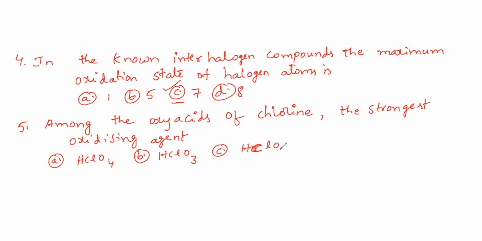HClO2. And option D, HClO, that is HOCl. So the strongest oxidizing agent can also be the strongest acid. Both are the same, because the stronger the oxidizing agent, the stronger the acidic character. So the answer is HClO4 because the oxidation state of chlorine is +7.